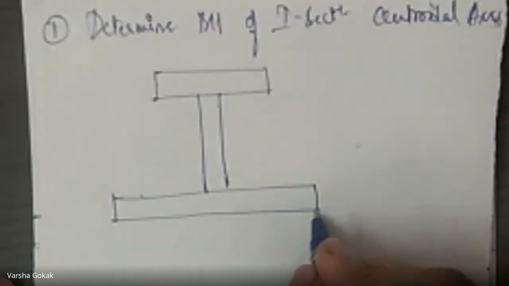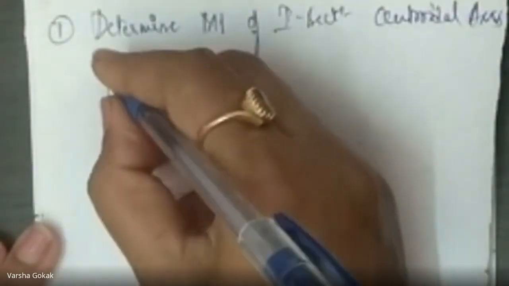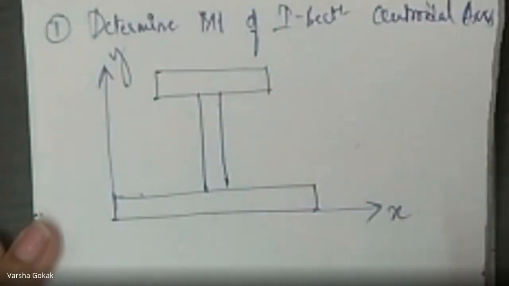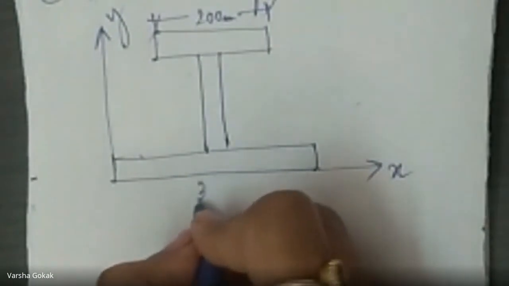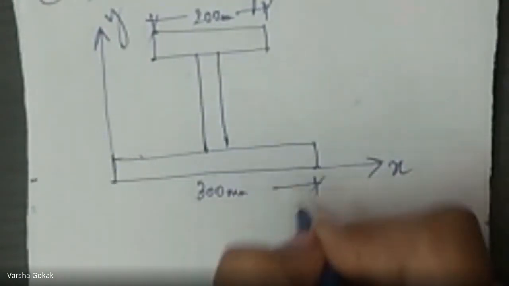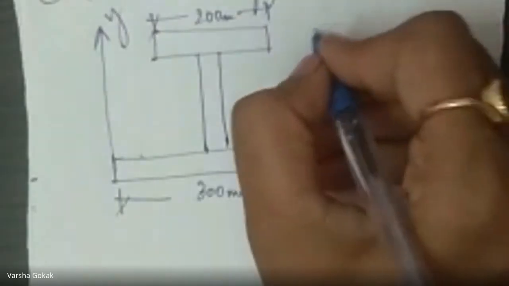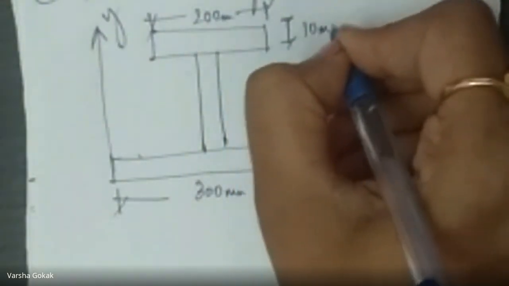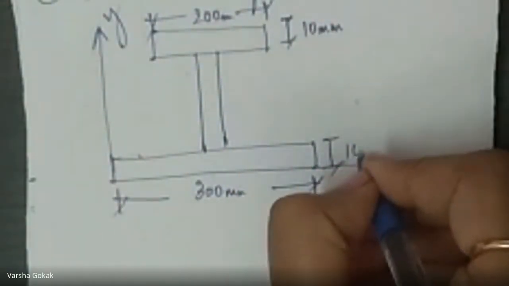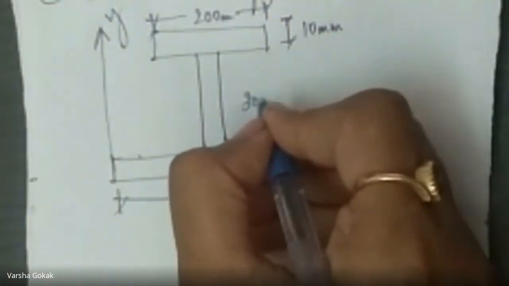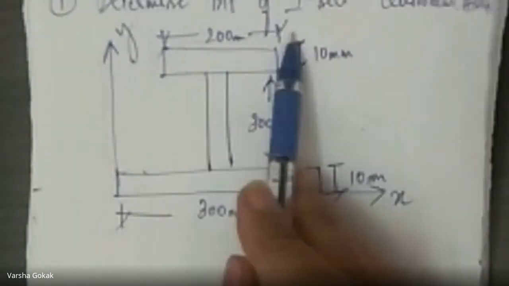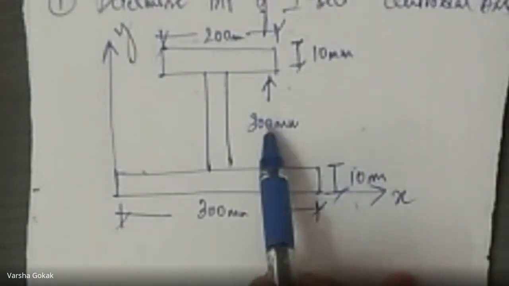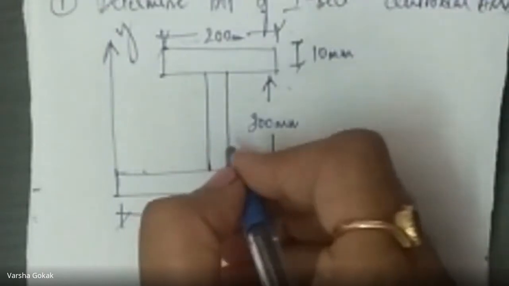Okay. So this is your X. This is going to be your Y. Am I right? They've given the dimensions. This is 200 mm. And here it is going to be 300 mm, 200 mm, 300 mm. This is 10 mm. This is also 10 mm. This distance is 300 mm. Okay. 200 by 10, 300 by 10, and its thickness is also 10.